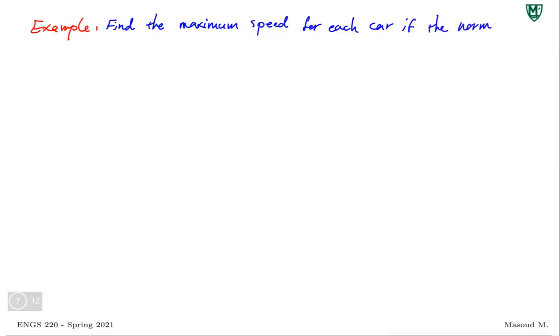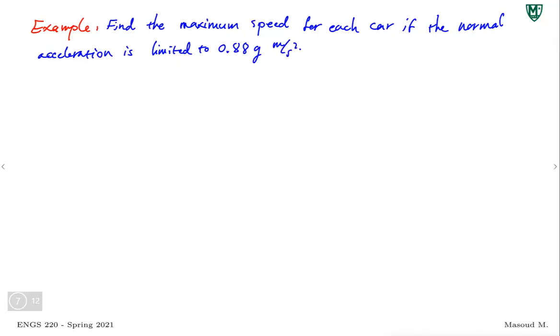So, example: find the maximum speed for each car if the normal acceleration is limited to 0.88 g meter per second squared, g being the acceleration due to gravity. So this is what is given.